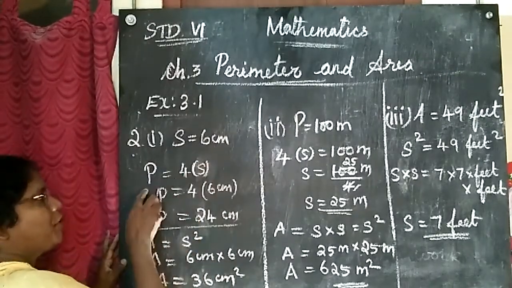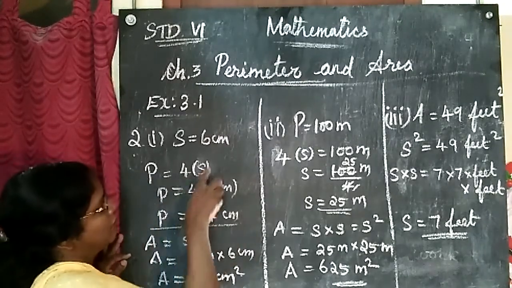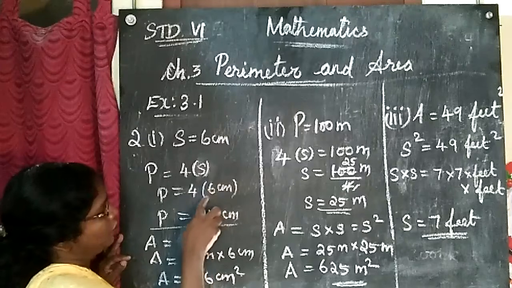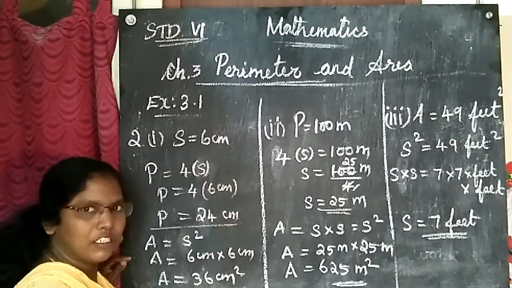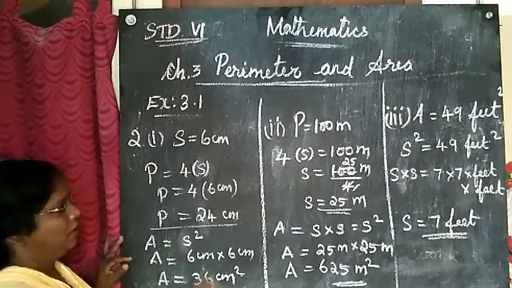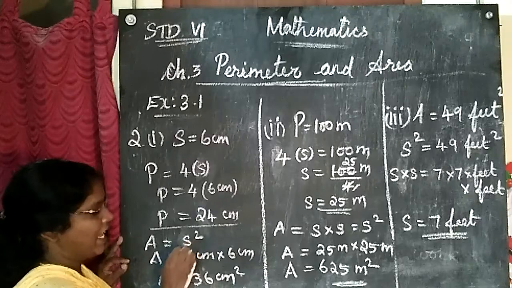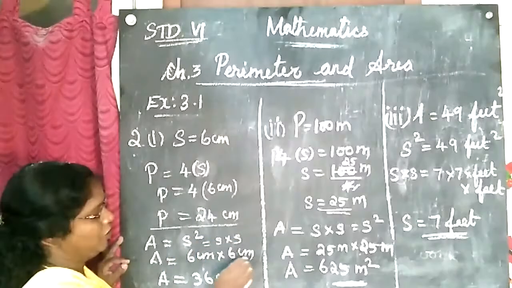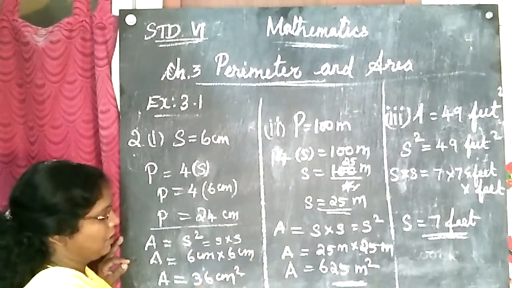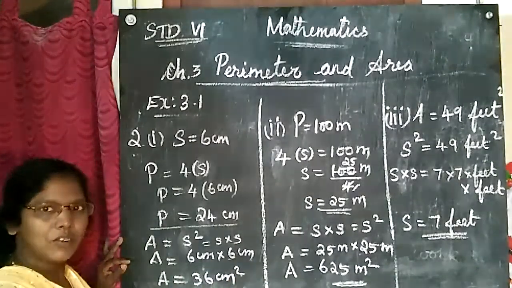How to find the perimeter of a square? 4 into a. That means 4 into side. So what is S given here? 6 centimeters. So I am substituting here in the place of S. So 4 6s are 24 centimeters is the perimeter. 4 6s are 24. Next area means what? S square. S into S. So S is what? 6 centimeter into 6 centimeter. 6 6s are 36 centimeter into centimeter is centimeter square.